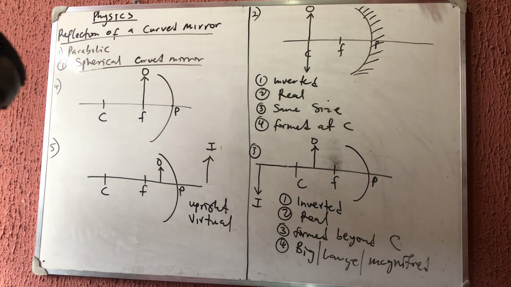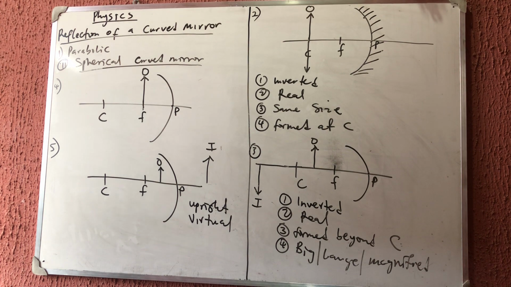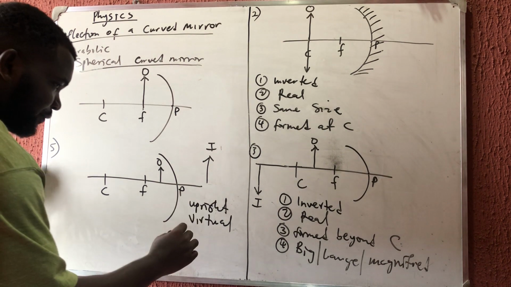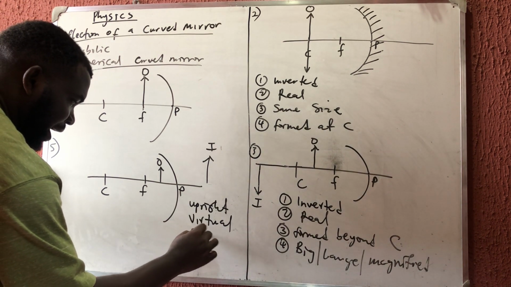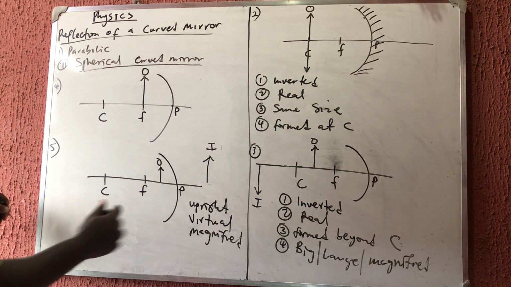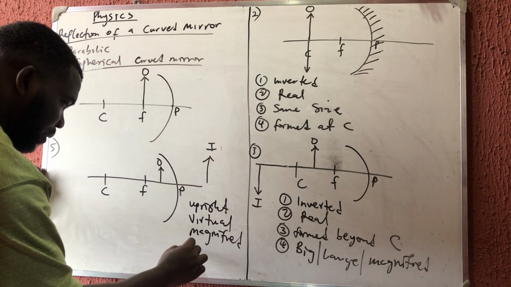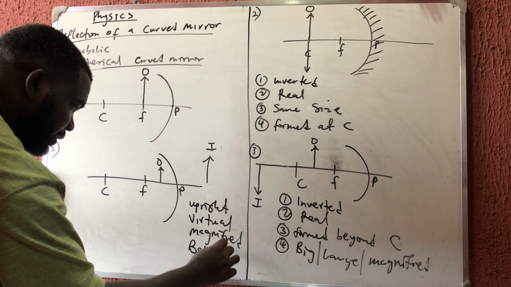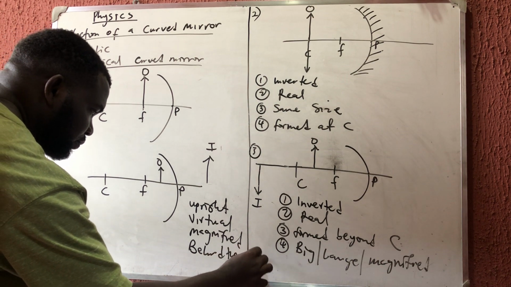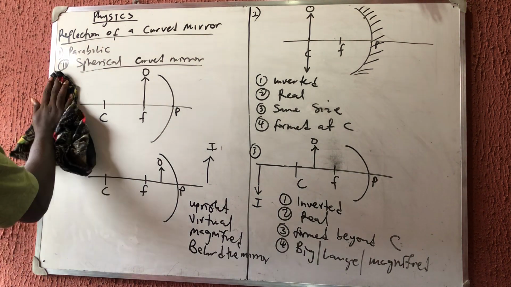Please note that it's going to be upright, virtual, magnified. It is magnified and it is formed beyond the mirror. It is formed behind the mirror. So please note these 5 most important characteristics of an image formed in a concave mirror.